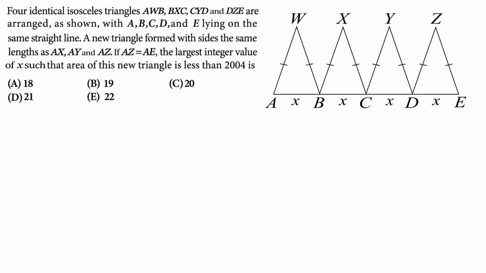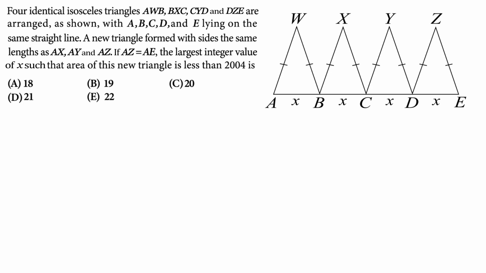Four identical isosceles triangles are arranged as shown with points A, B, C, D lying on the same straight line. A new triangle is formed with sides the same length as AX, AY, and AZ. If AZ is equal to AE, the largest integer value of X, such that the area of this new triangle is less than 2004 is.